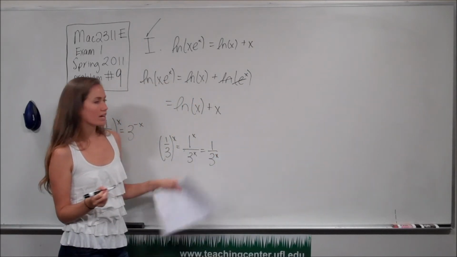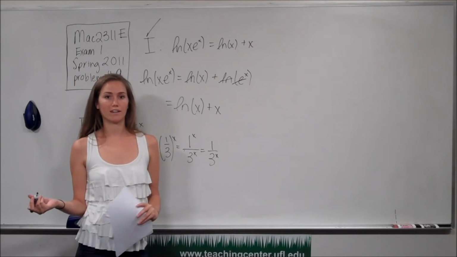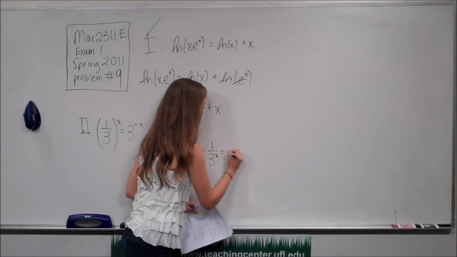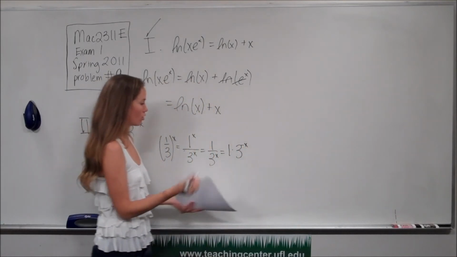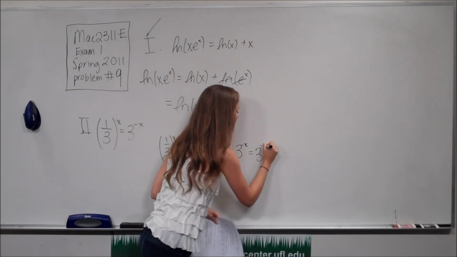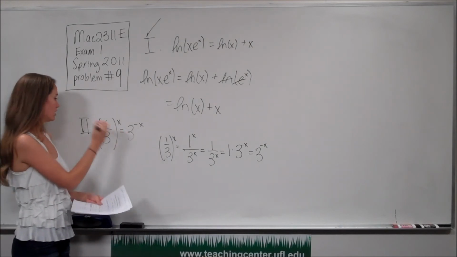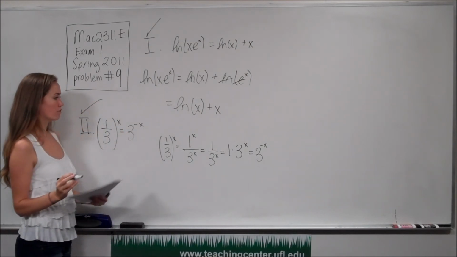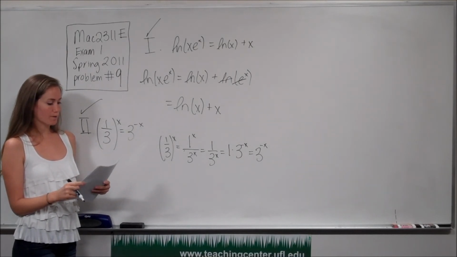And so now we have 3 to the x in the denominator, and if we want to bring that up to the numerator, we just have to change it to a negative exponent. So then this just becomes 1 times 3 to the negative x. And so we can just forget about this 1, and it's the same thing as 3 to the negative x, which, if we go back and check, is what our identity stated. So we know that this identity is correct as well for all positive values of x. And so our answer for number 9 is C.